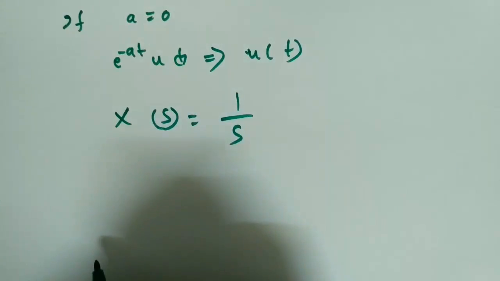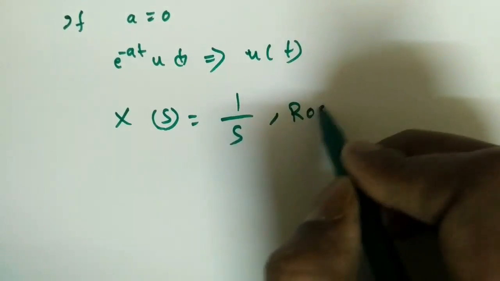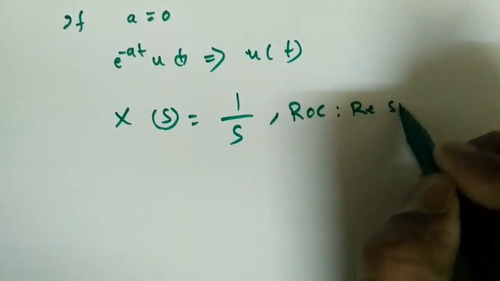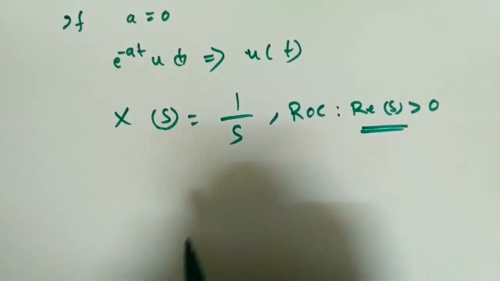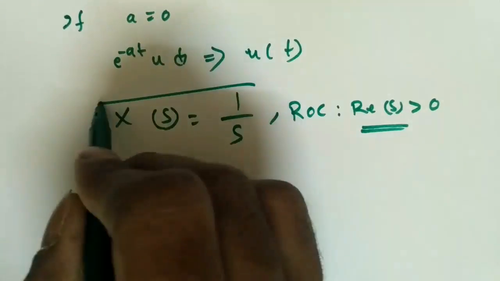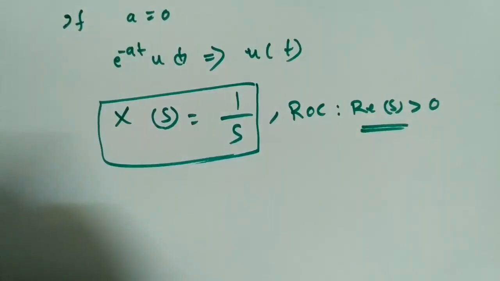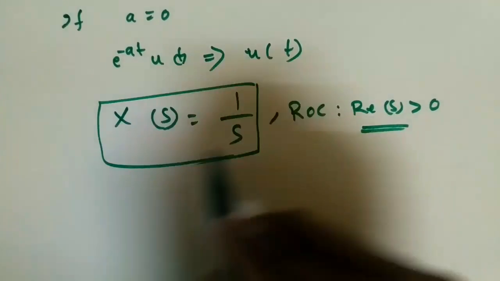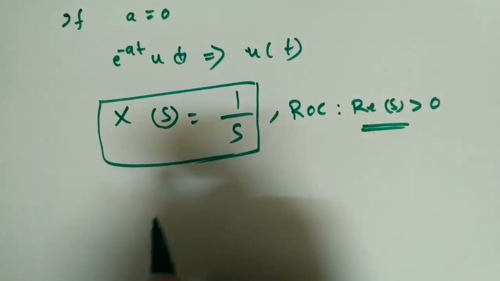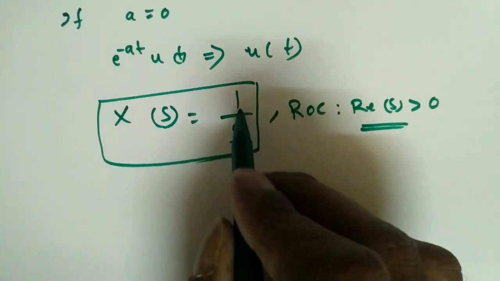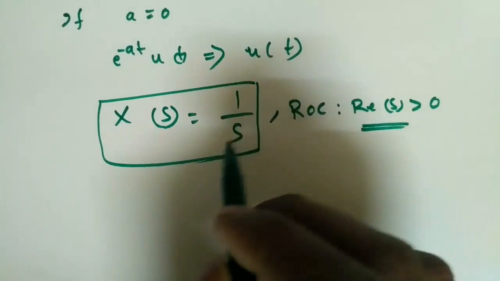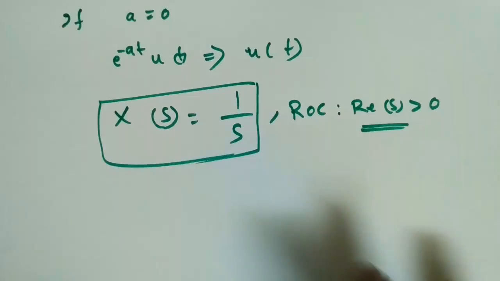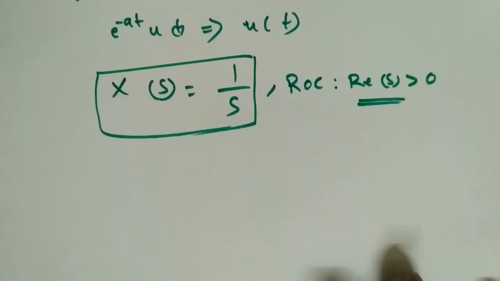1 by s where a is 0, and the ROC will become real of s is greater than 0, right? So that is the Laplace transform of u of t, the unit step signal. Compared to the continuous time Fourier transform, it is different. When I substitute s is equal to j omega, it becomes 1 by j omega plus something else in the continuous time Fourier transform, right? Here we will not get any extra term.